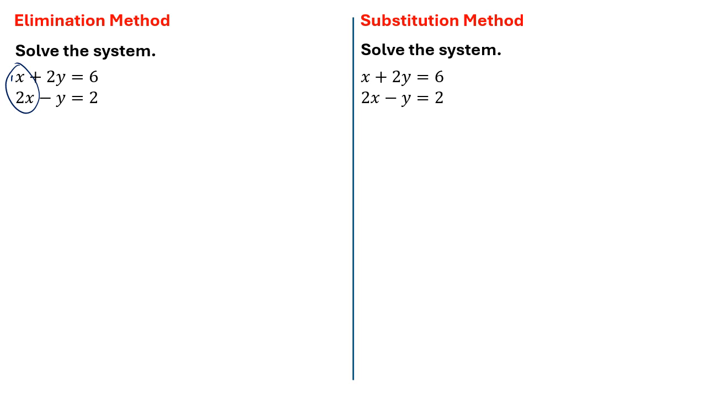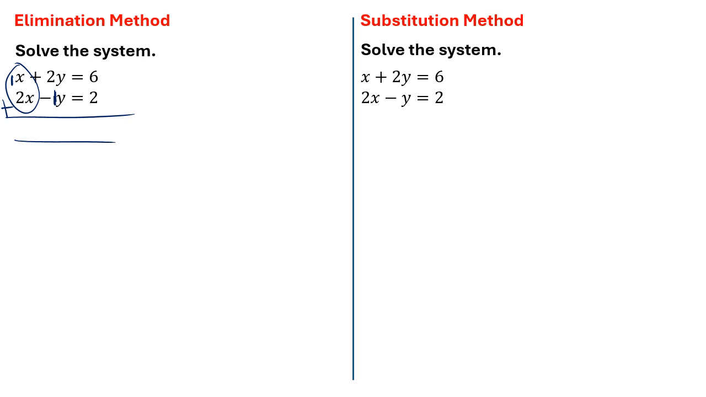It's not easy to subtract or add them to make them zeros. Here we have positive 2y, here we have negative 1y. So I'm going to put 1 here, for example. So you see, we cannot just add them up to eliminate something. It's not going to work.